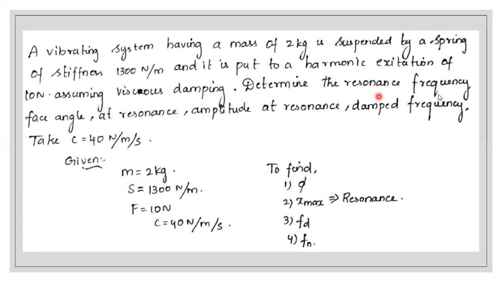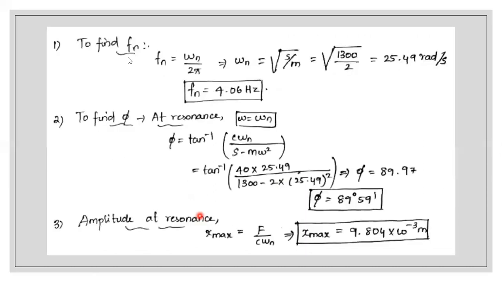resonant frequency. That is, we need to determine the frequency, right? Frequency, phase angle phi at resonance, and amplitude. So x max, amplitude at resonance, and damped frequency fd. So these four things we need to determine, and the c value they have given us is 40 Newton per meter per second. So it's very much clear to write from the question the given data and what all we need to find.